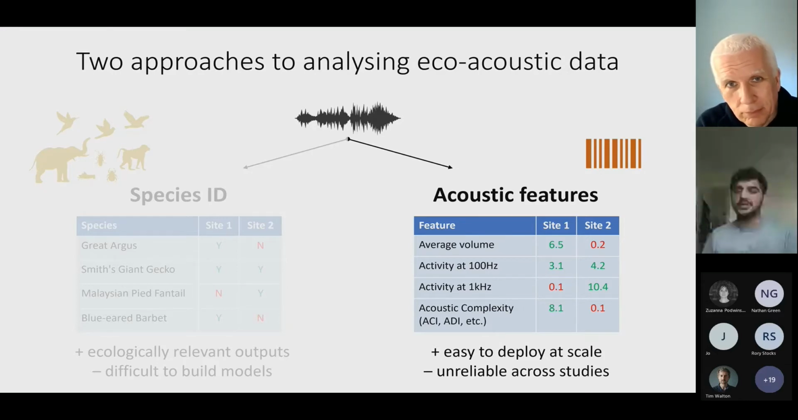However, what activity at 100 hertz means in a tropical forest in Borneo might be completely different from what activity at 100 hertz means for an Arctic boreal forest in Norway. So whilst in theory they're easily scalable, what they actually mean in practice is not always so straightforward.